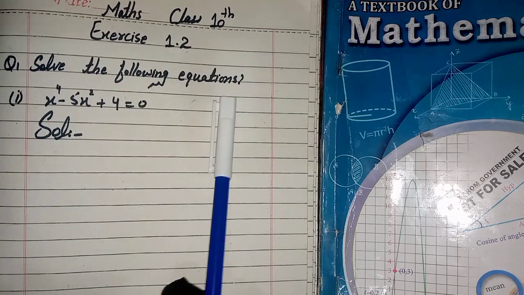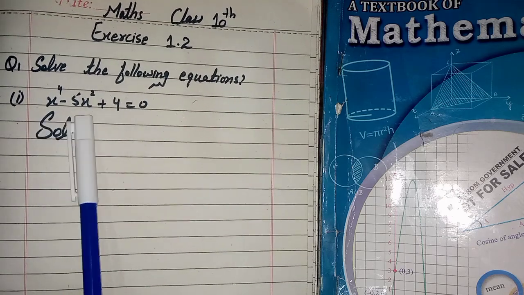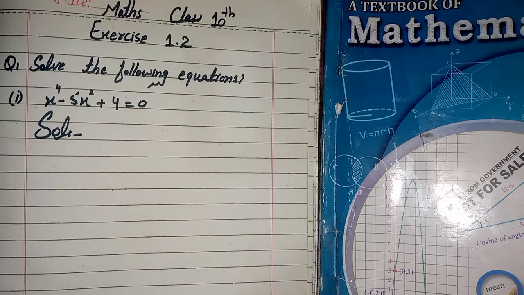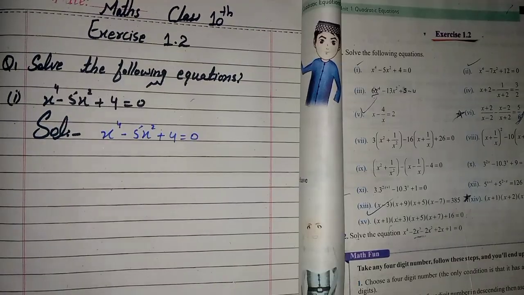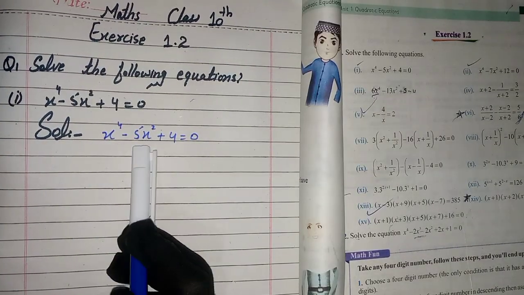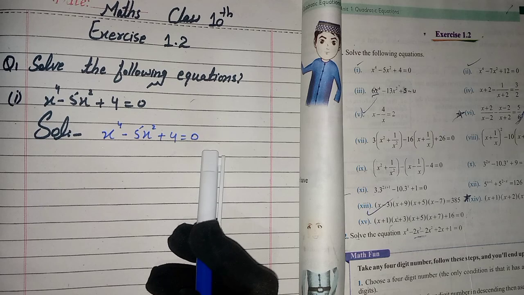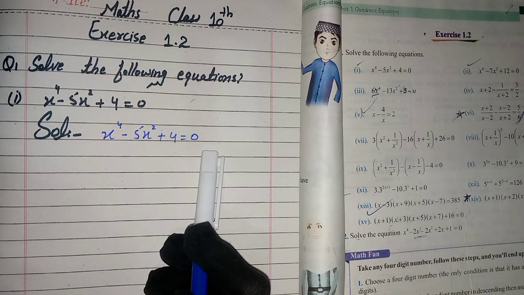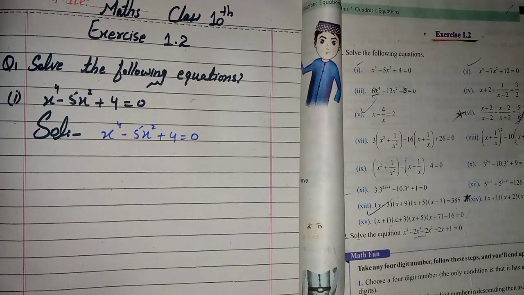Solve the following equations. Part 1: x^4 minus 5x^2 plus 4 equal to 0. This equation is not in the standard form of a quadratic equation. First we make it in the standard form of a quadratic equation.